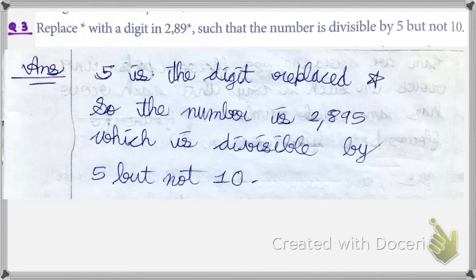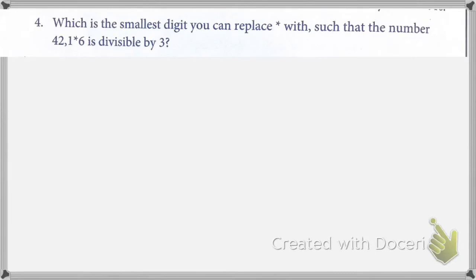Now let's move to question number 4. Question number 4 says, which is the smallest digit you can replace the asterisk with such that the number 42,1 asterisk 6 is divisible by 3? So what is the divisibility rule for 3?